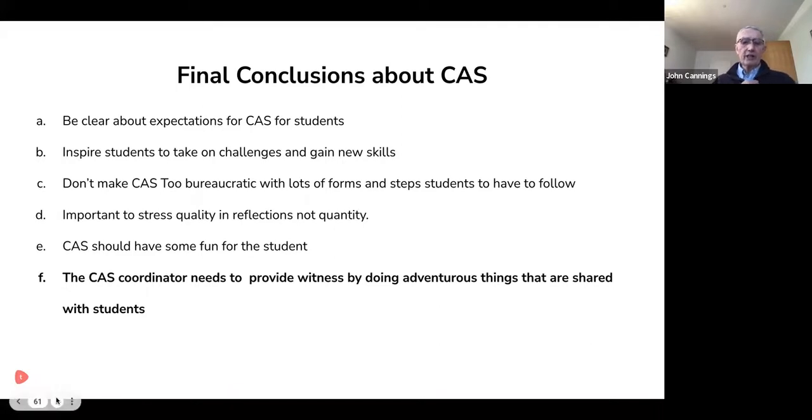And one thing which I think is really important, which I tried to do when I was a coordinator, is that you need to be a role model for the student by doing some adventurous things yourself, sharing this with the students, and also being there when they actually carry out some of their own experiences.